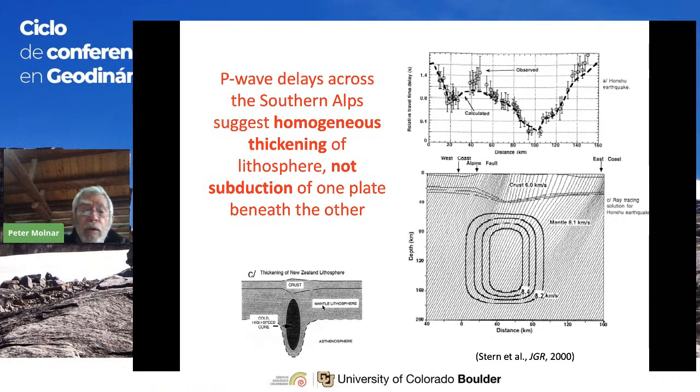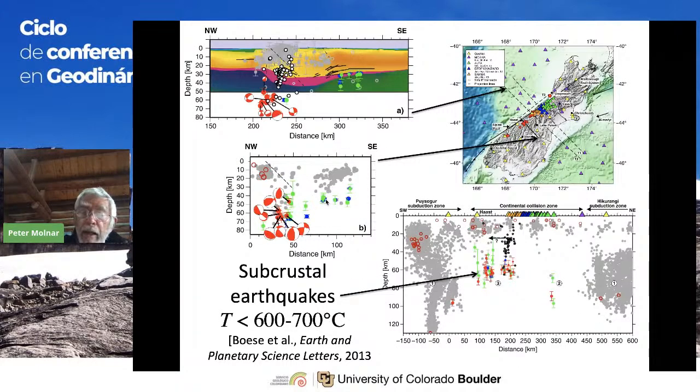And a summary, the P wave delays across the Southern Alps suggest homogeneous thickening of lithosphere, not subduction of one plate beneath another. Again, continuous deformation of the lithosphere, not underthrusting of one plate beneath another. And one last argument comes from depths of subcrustal earthquakes.